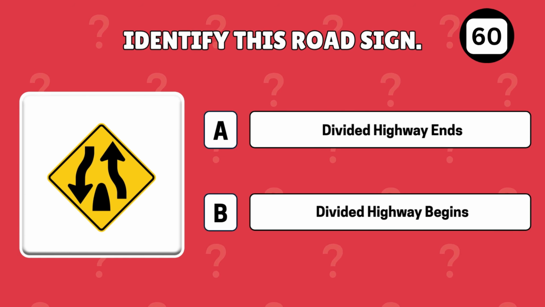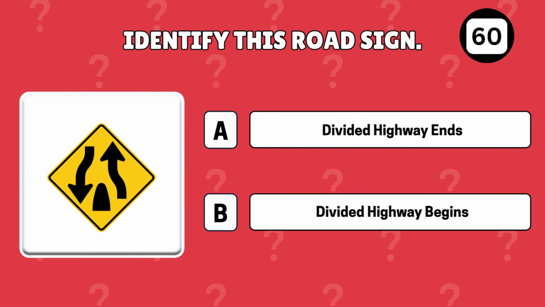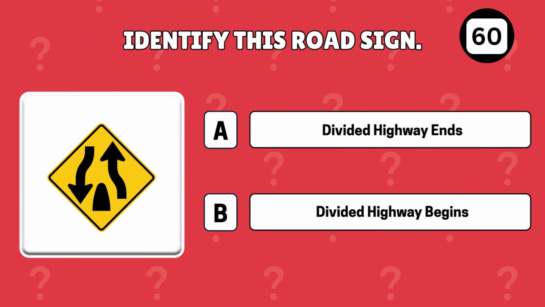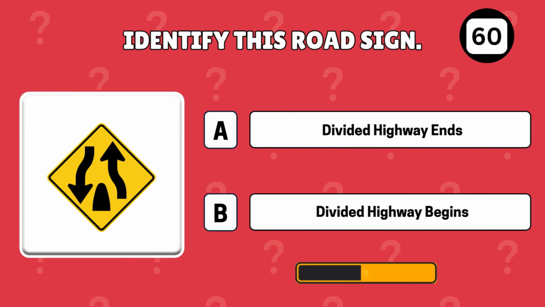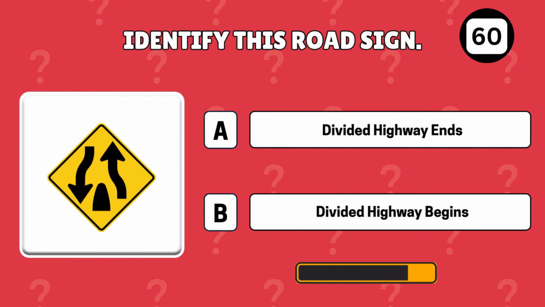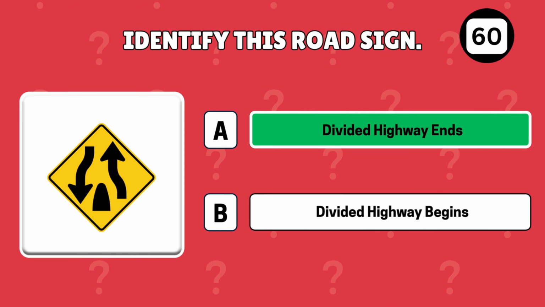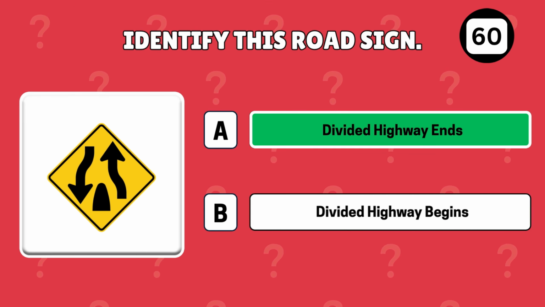Identify this road sign. A. Divided highway ends. B. Divided highway begins. Brilliant! This is the divided highway end sign.